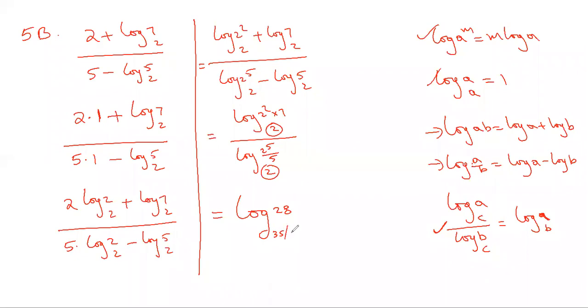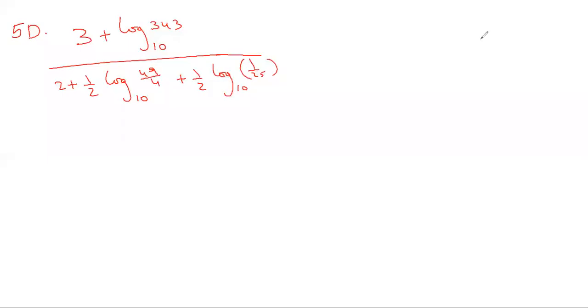So 32 by 5. So this 5D is similar to 5B. I wrote all the formulas already with the 5B problem. So now I'm not going to write the formulas here like a list. I'm going to use the direct steps.